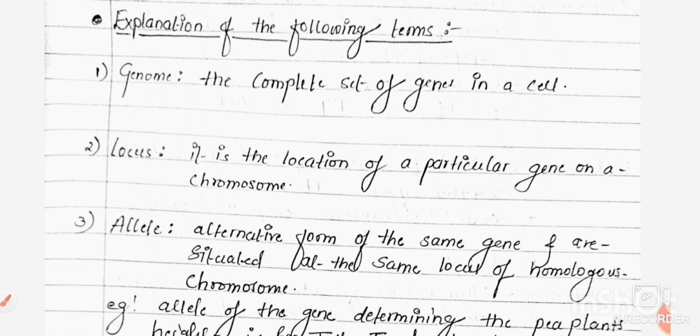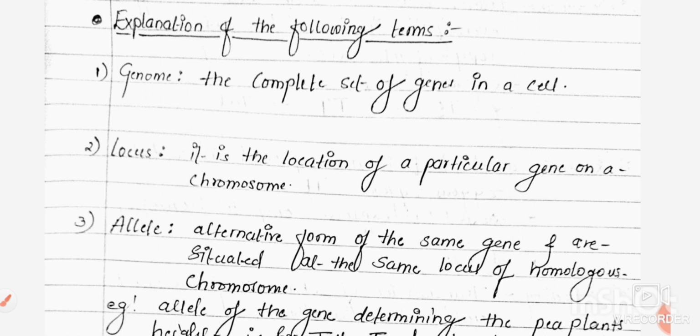In today's video, we are going to understand different terminologies that are used in the genetics chapter. So let's start. Starting with the genome, it means the complete set of genes in a cell, or the complete set of genetic material present in an individual, is termed as genome.